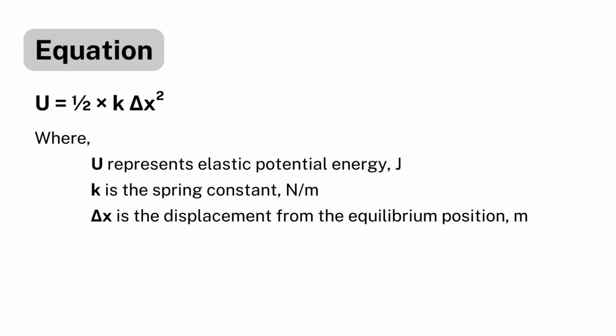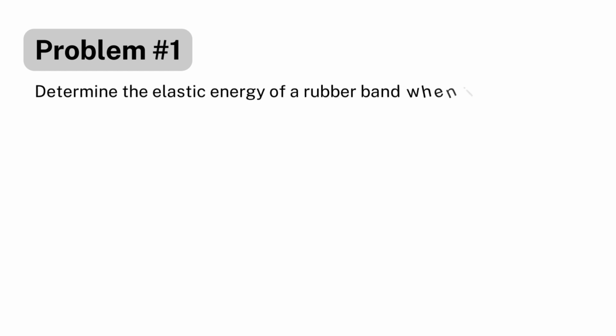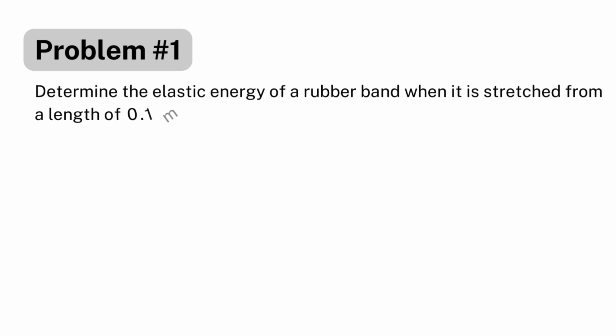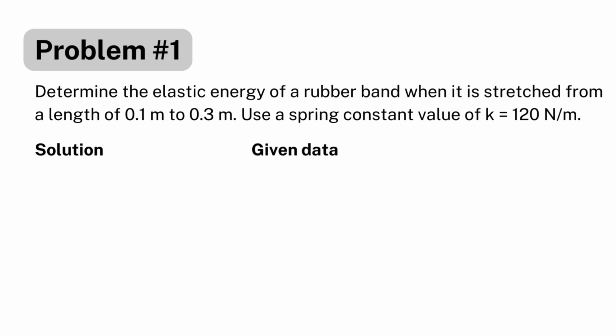Let's work through some practice problems to apply and understand the elastic energy equation. Determine the elastic energy of a rubber band when it is stretched from a length of 0.1 meter to 0.3 meter. Use a spring constant value of K equals 120 newton per meter. Write down the provided data, apply the values to the formula, and find the elastic energy as needed. We need to determine the elastic energy, so U equals question mark.